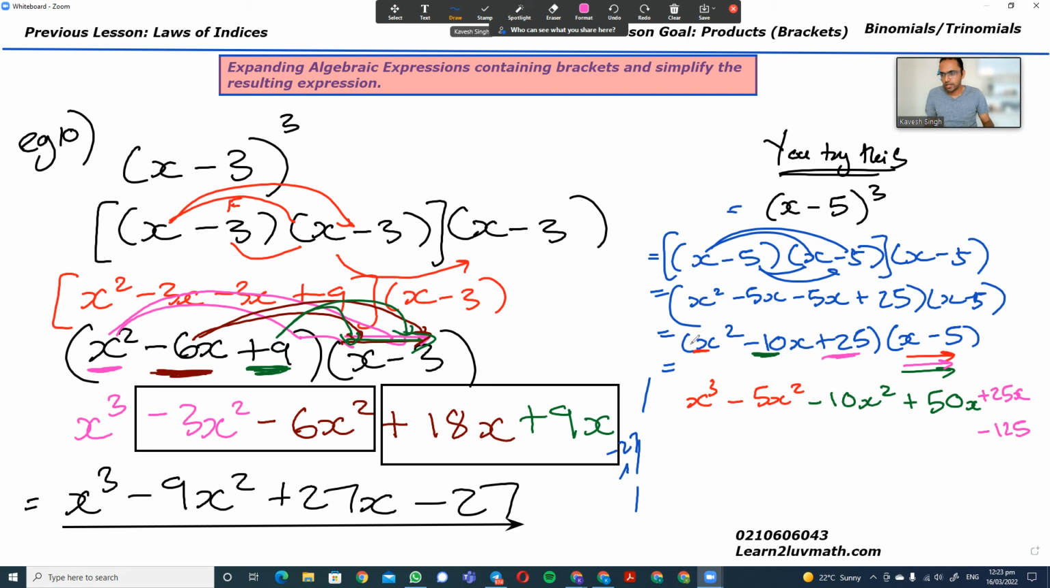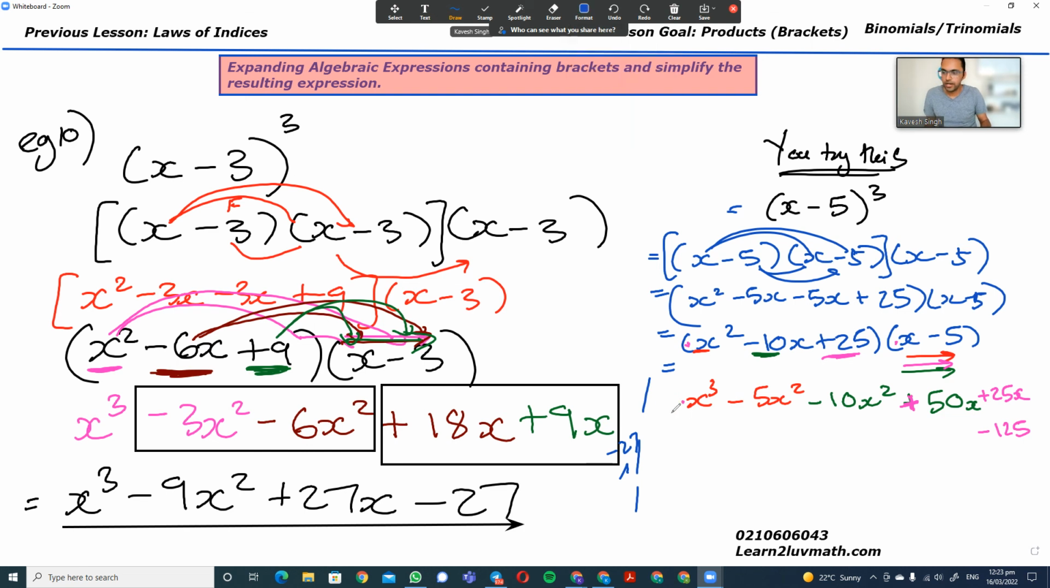All right, let's double check our signs. Plus, plus, plus, plus, minus, minus, minus, plus, minus, minus, minus, plus. Two minuses make a plus. That's right. Plus, plus, plus, plus, minus, minus. So all my signs are correct.